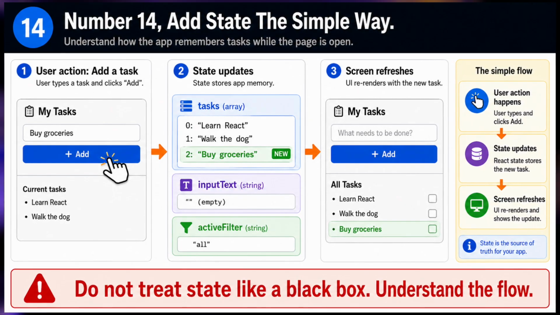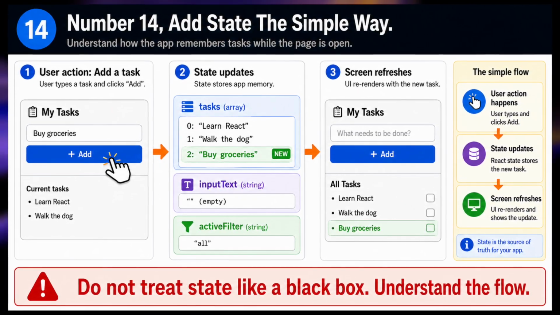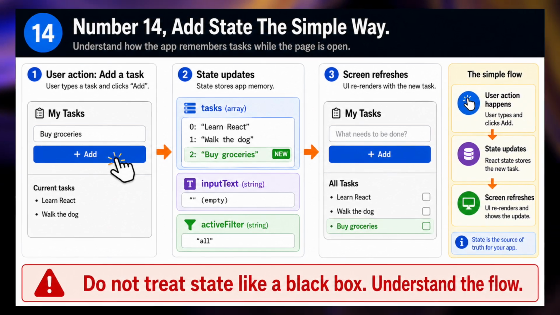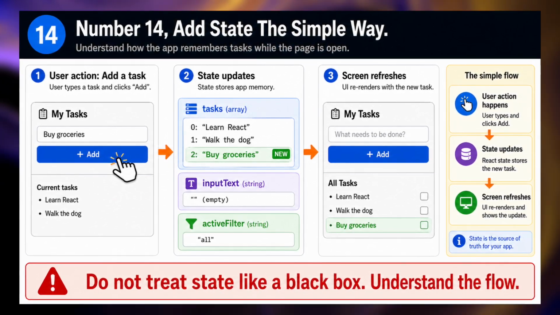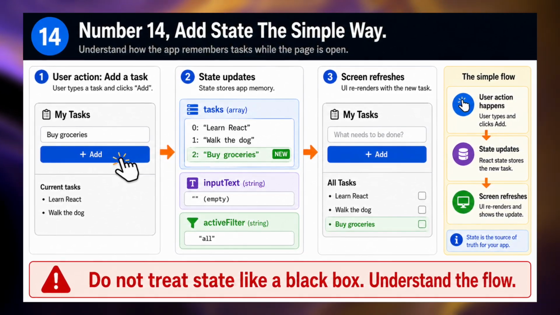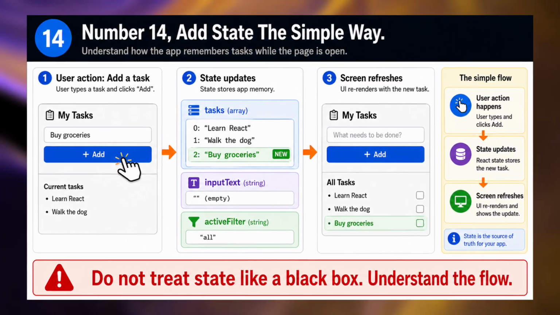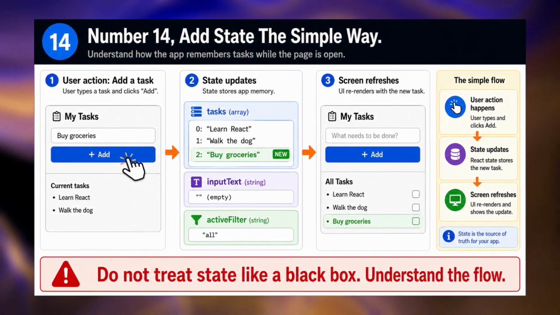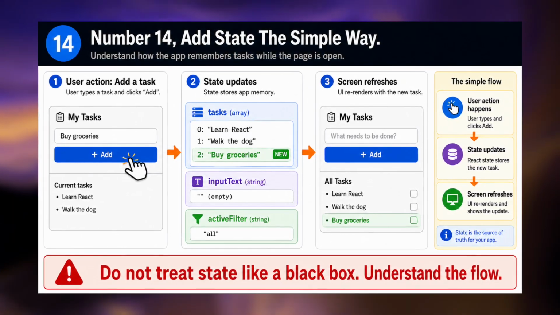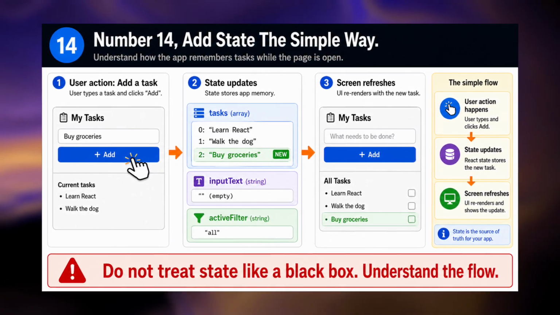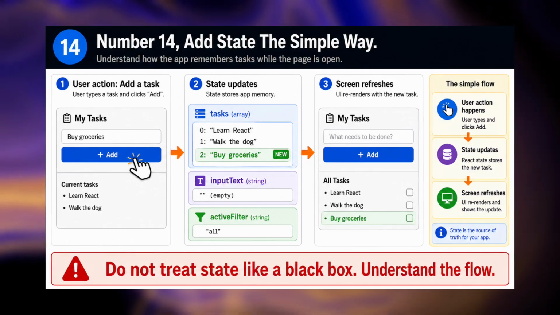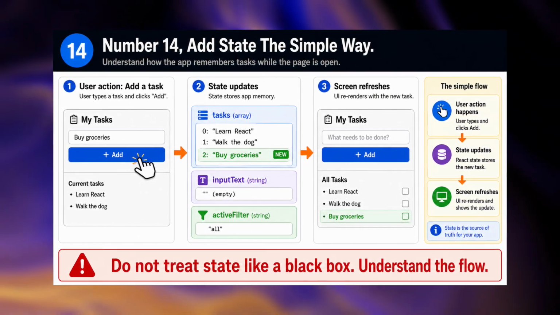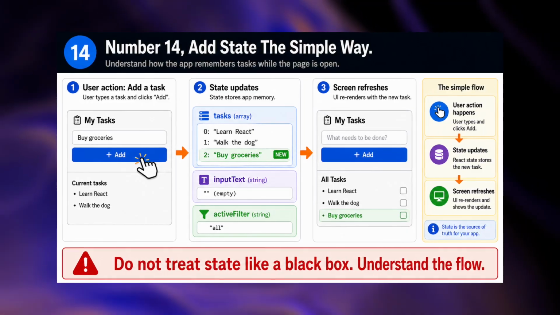Number 14. Add state the simple way. State is the app memory while the page is open. In a task manager, state holds the list of tasks, the text currently typed into the input field, and the active filter. Ask Claude to explain where state is stored and how it changes when a user adds or completes a task. This explanation matters because you do not want code that works like a black box. You should understand the basic flow. User action happens, state updates, screen refreshes.